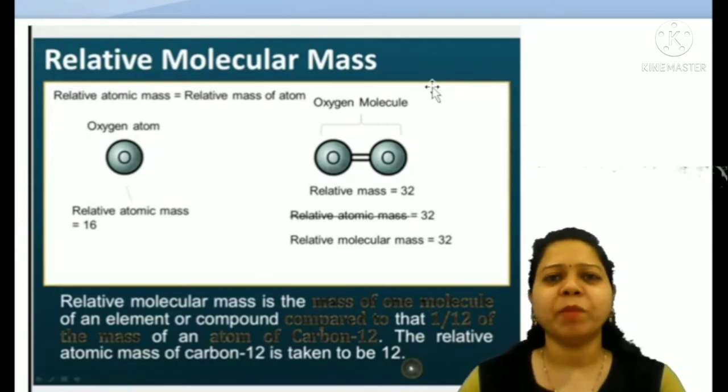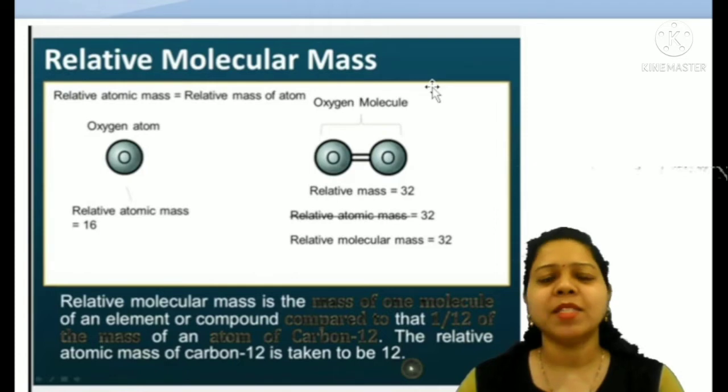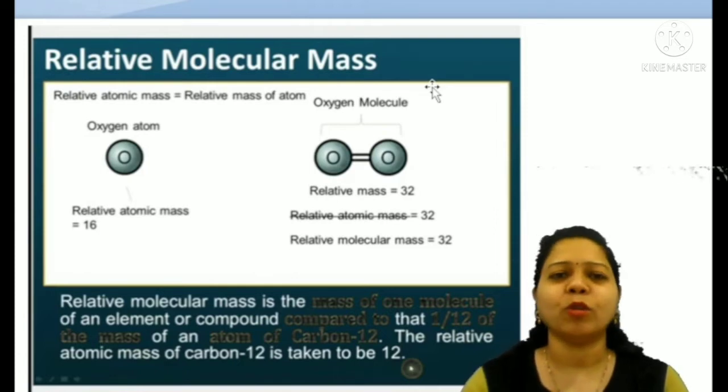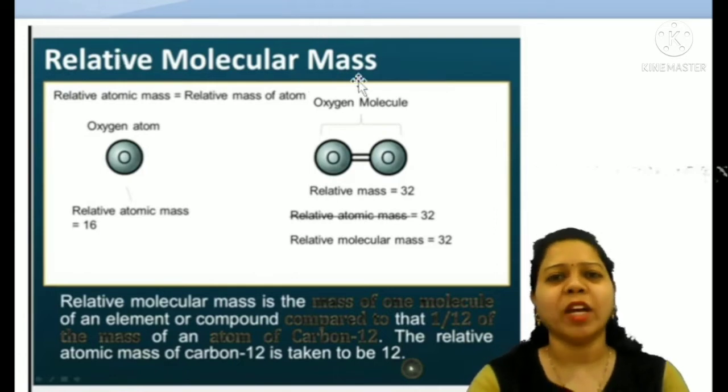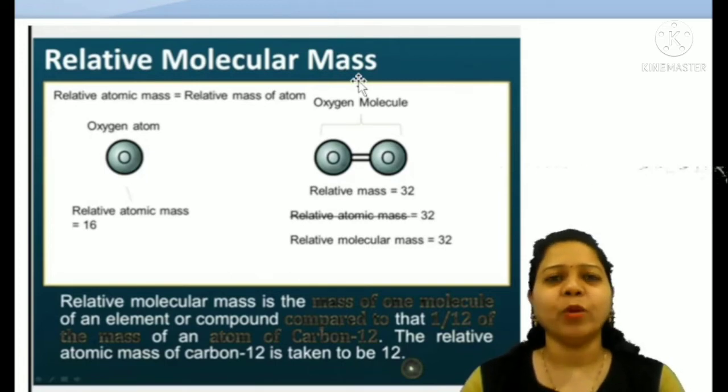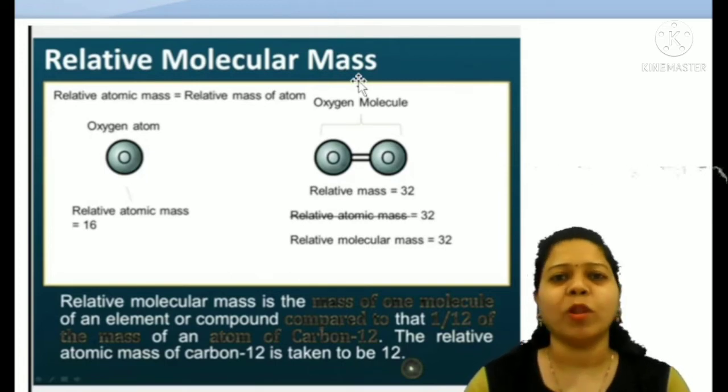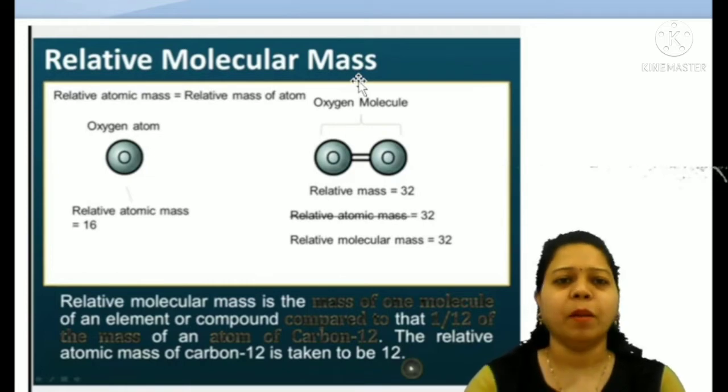We know what is meant by a molecule: two or more atoms combine to form a molecule. In the same way, if you want to calculate the relative molecular mass, what are we doing? We check how many atoms are present in that molecule, and we add the masses of all those atoms. We'll see this with the help of an example.